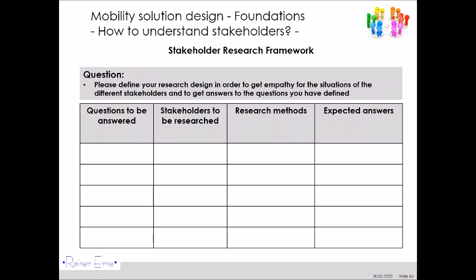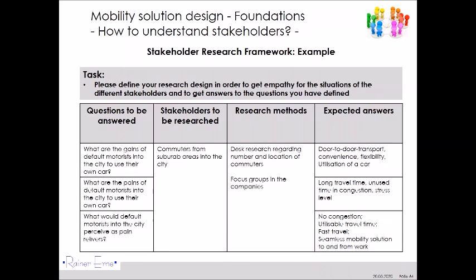The third column is that you think about adequate research methods. So how can you get the answers from the stakeholders to your questions? And the fourth optional step would be that you think about what are your assumptions, what the answers of the stakeholders could be. To give you an example of this stakeholder research framework, I take again the example of Stuttgart.